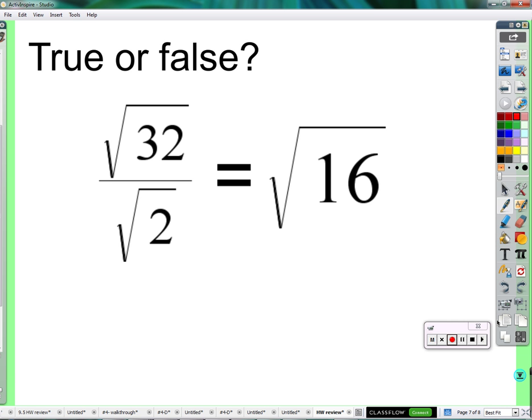Two people who have an answer to give. Well, that was interesting. I wasn't paying attention to the numbers I was using. Sean, what do you say? I say it's true. Why do you say it's true? Keep in mind, it's harder than I thought it was going to be because I used numbers I shouldn't use. I should use some easier numbers. So what do you think?